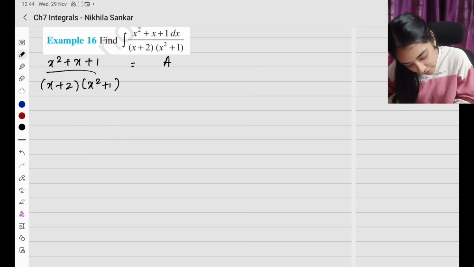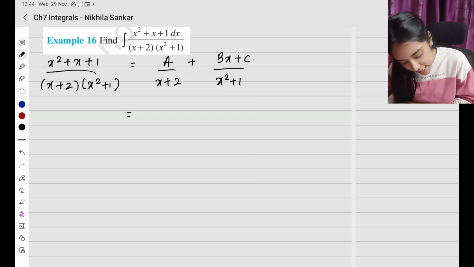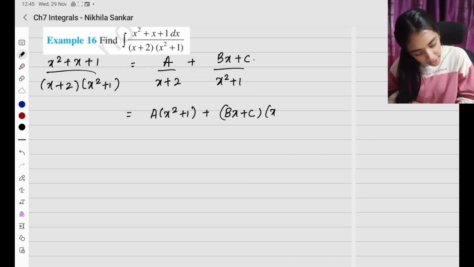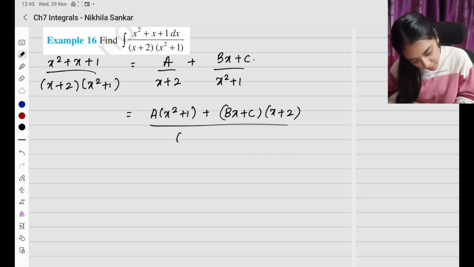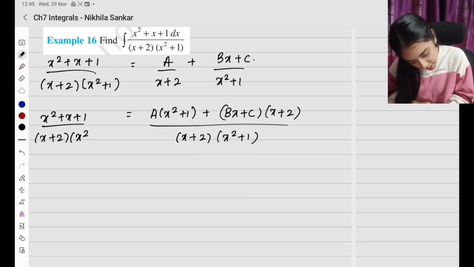So I simply have to write first term a divided by x plus 2 plus second term என்ன? It is a quadratic. So மேல linear. bx plus c. Okay. Now when I take the LCM, I have a times x square plus 1 plus bx plus c, put a bracket, times x plus 2 the whole divided by x plus 2 times x square plus 1. Left hand side என்ன இருக்கு? x square plus x plus 1 divided by x plus 2 times x square plus 1. Since the denominators are equal, I am equating the numerator.